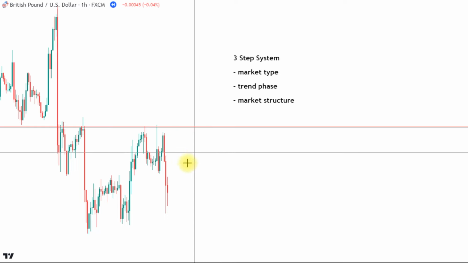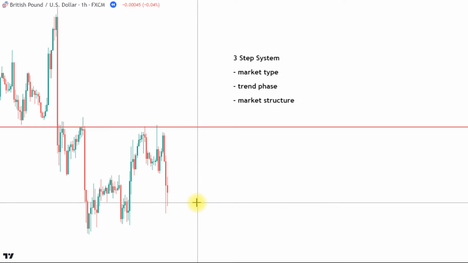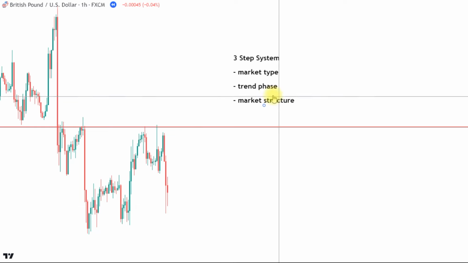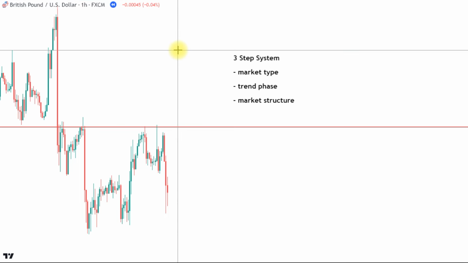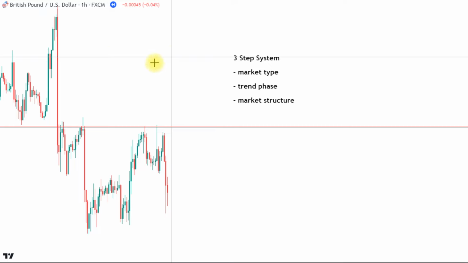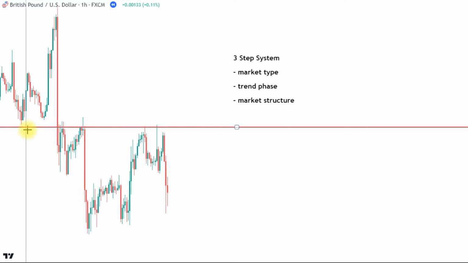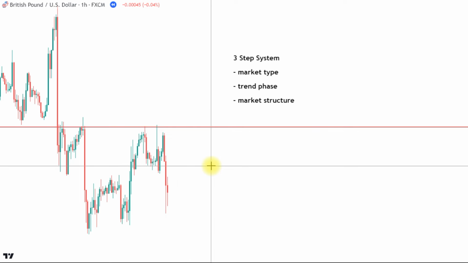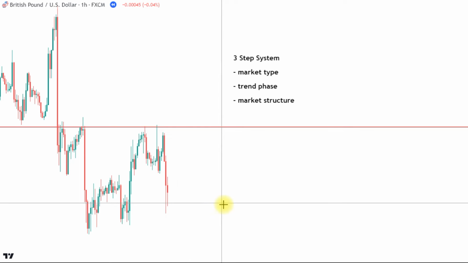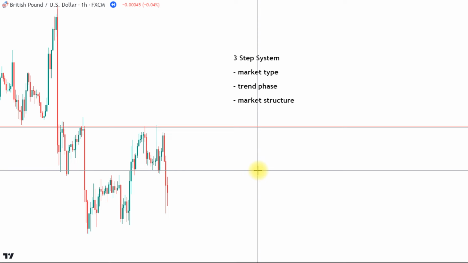In order to do our analysis, I have developed a 3-step system. So first, we will look at the market type. What do I mean with this? We are here in the British pound US dollar, for example. Every market has its specialties, and the British pound US dollar, for example, has really strong trends sometimes where it doesn't always come back to the 50% line before it continues its trend. That's usually happening in really strong trends. We will look at it later on.